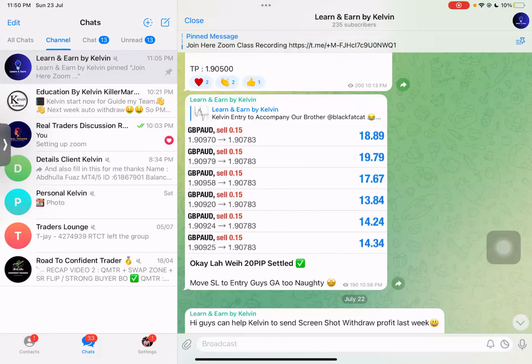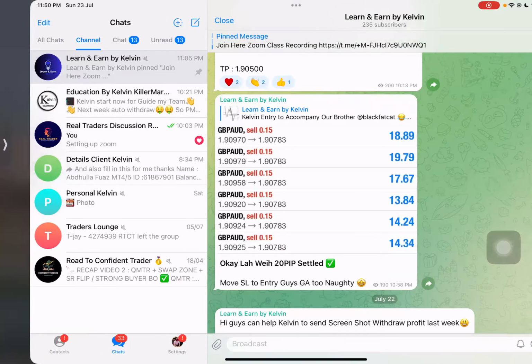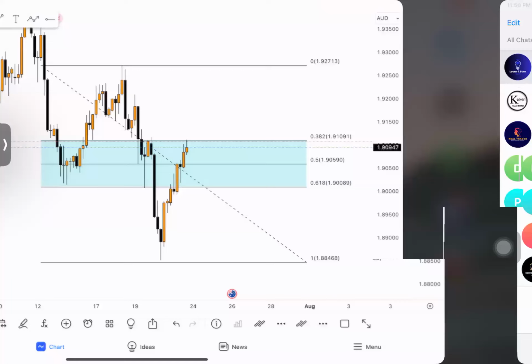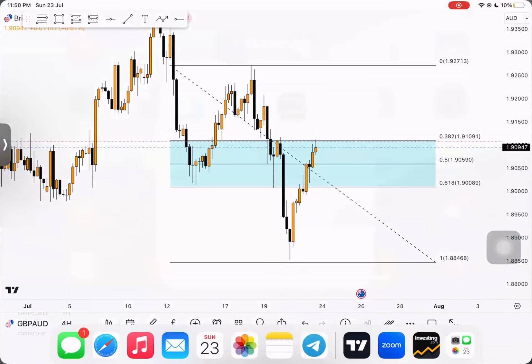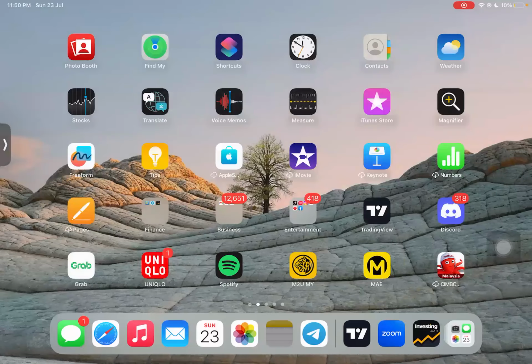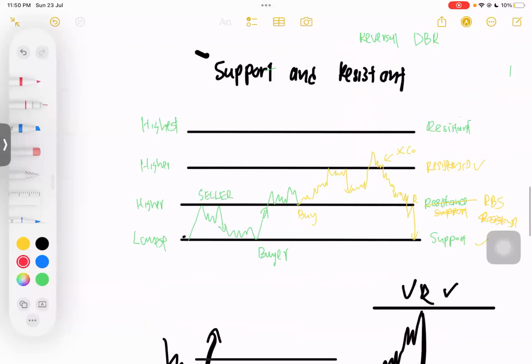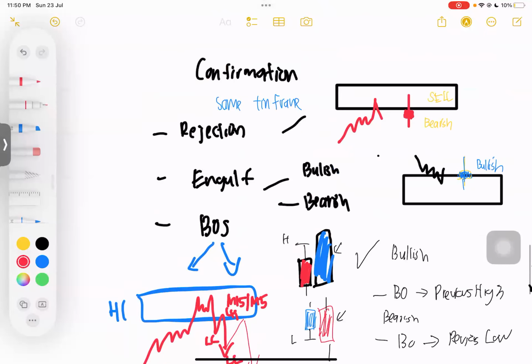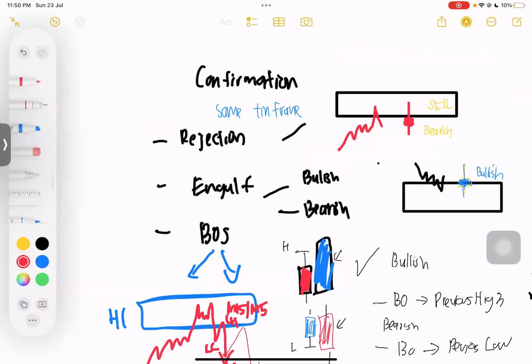Move SL to entry. Okay, what are the three key confirmations you look for? Structures and candlestick patterns: engulfing or rejections. The three key confirmations are engulfing, rejections, and the break of structures.